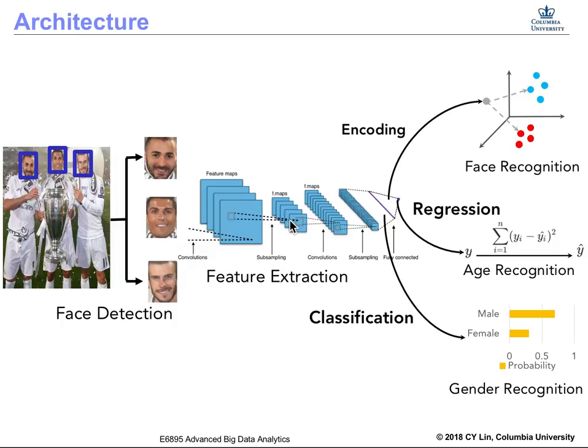Basically, we will first do face detection, and then we will use the extracted faces and use a convolutional neural network to do the feature extraction. Then we will use three different techniques, that is encoding, regression, and classification, to do the recognition task. That is face, age, and gender, and facial expression recognition.